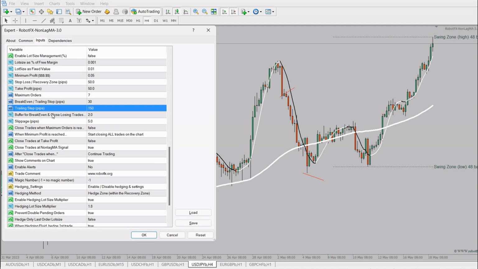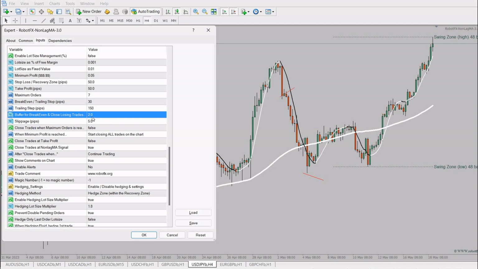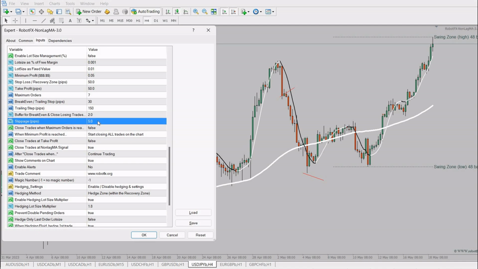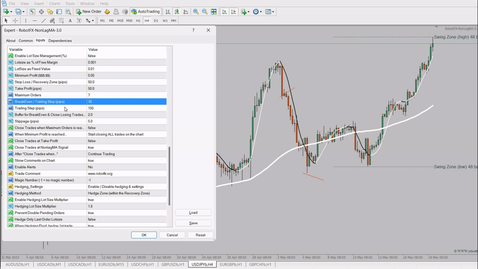There is the possibility to set a buffer for break even, and also a buffer for, which is the same input, a buffer for the option to close losing trades. I will talk about it immediately. Just bear this in mind, this buffer and the minimum profit, they are important when hedging. Slippage is self-explanatory. These values are in pips, and whenever they are in pips, it also says there, pips.